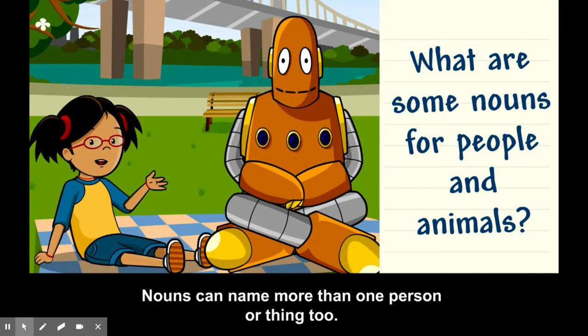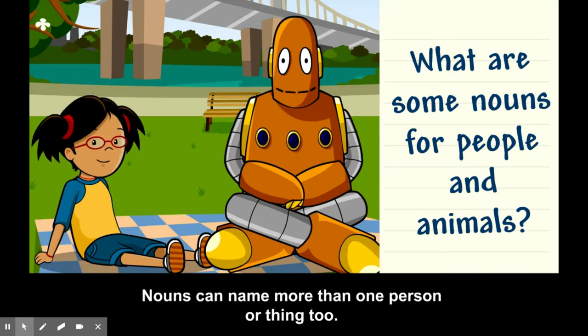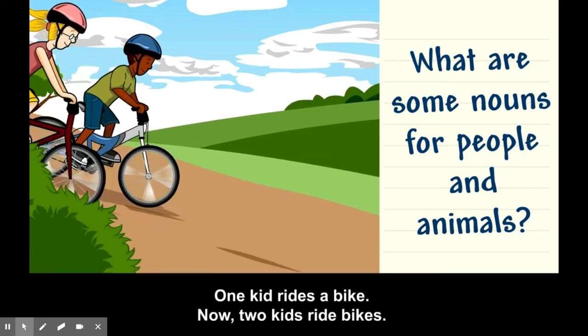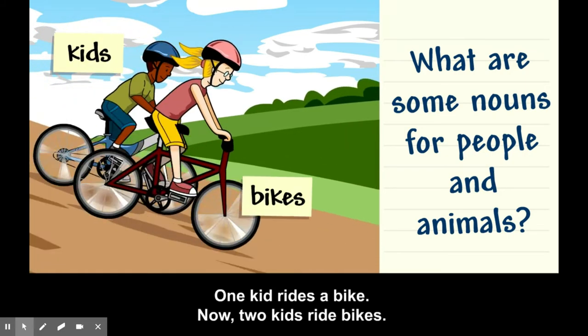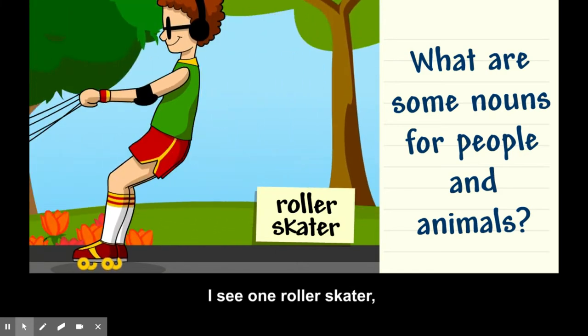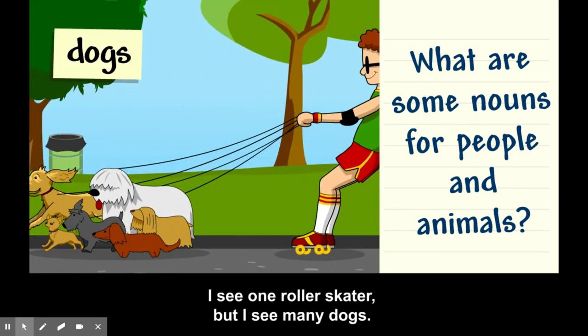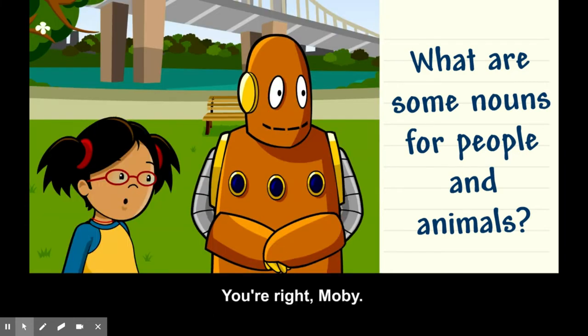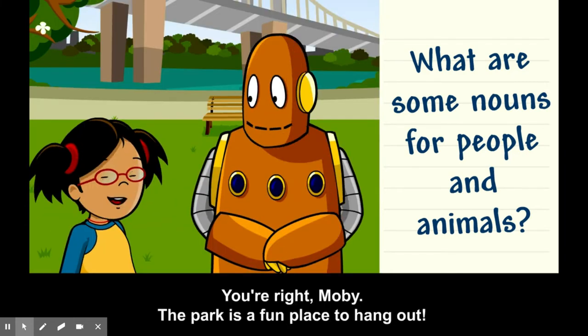Nouns can name more than one person or thing too. One kid rides a bike. Now, two kids ride bikes. I see one roller skater, but I see many dogs. You're right, Moby. The park is a fun place to hang out.